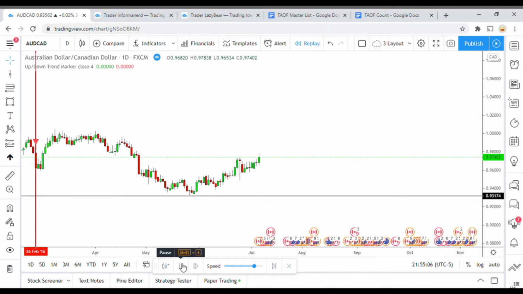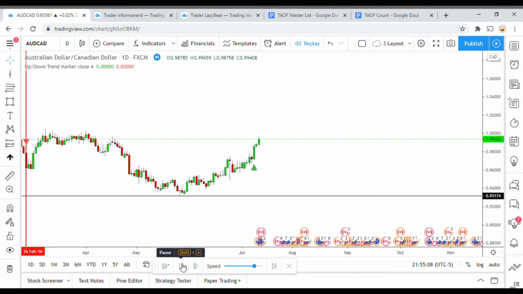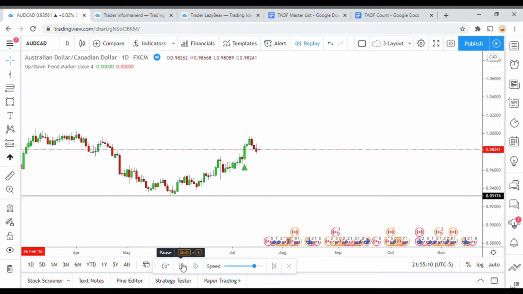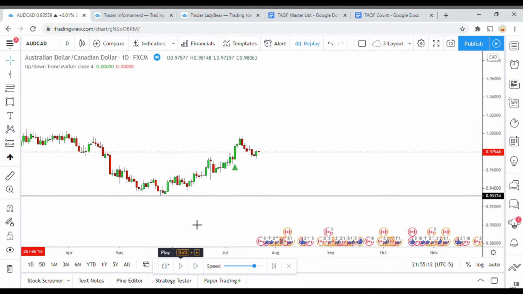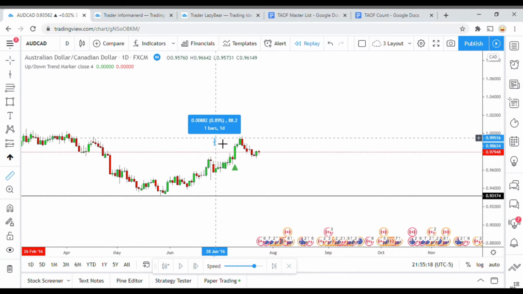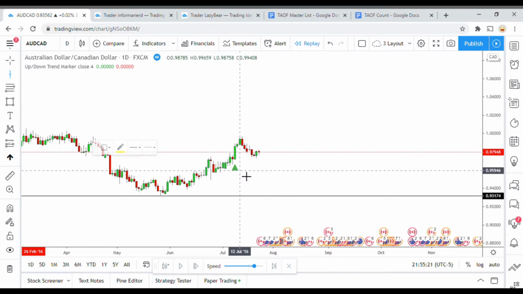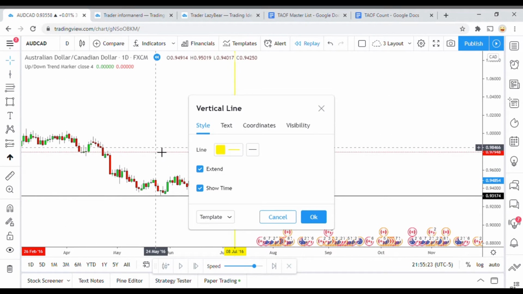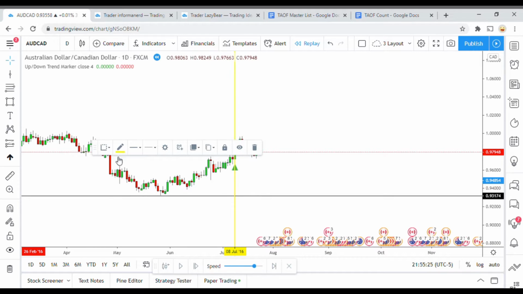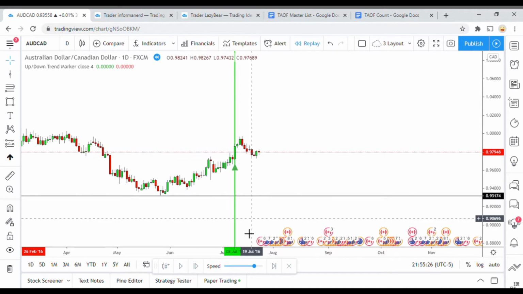All right, so let's play it forward here a little bit. See if we can. Hey, there's a signal. There's a trade signal from our indicator. I was wondering if it was ever going to throw us a signal. And that one was a winner. So, not too horrible.